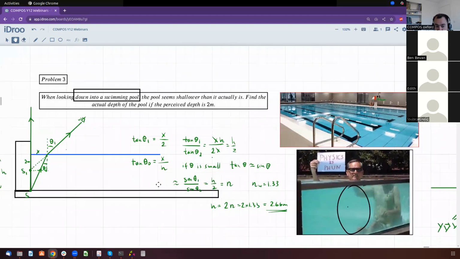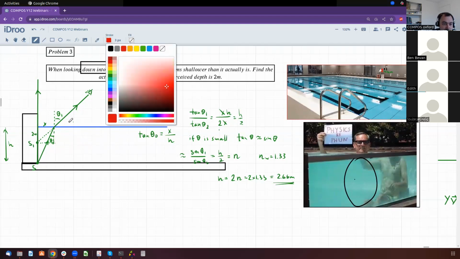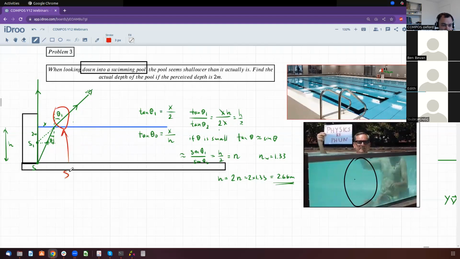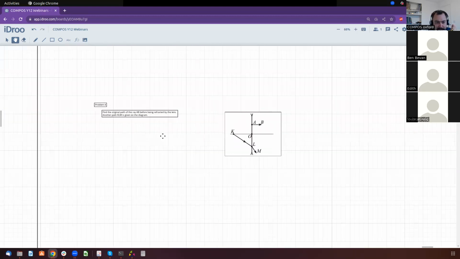This is a simplified expression, so this approximation only works with small angles. I hope that makes sense. This angle theta is a small angle. So you're looking down into the point, and that's why, the bigger the angle, the less the depth. So it will change with the angle of view. Right. I hope I haven't confused anyone.